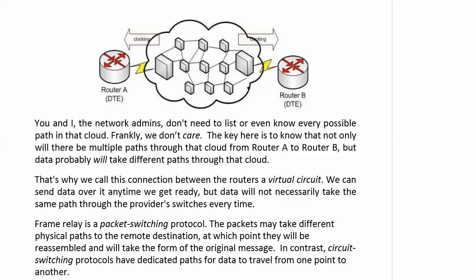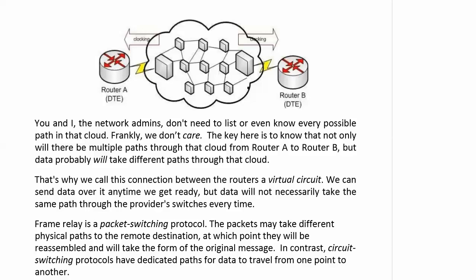The key here is to know that not only will there be multiple paths through the cloud from any point A to point B, but the data probably will take different paths through that cloud. That's why we call this connection a virtual circuit, a VC, and we're going to talk about a permanent virtual circuit and a switched virtual circuit in just a moment. But the key with the virtual circuit term, we can send data over the cloud anytime, but data is not going to take the same path through the switches every time.